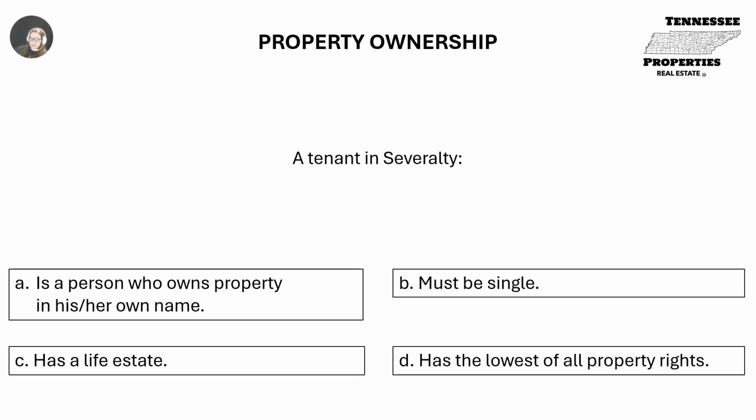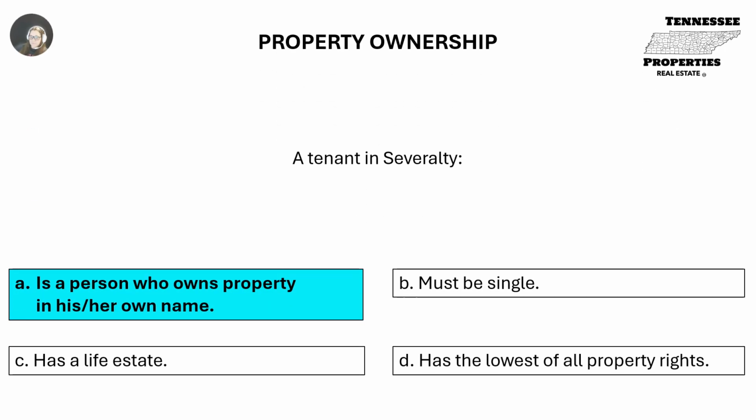A tenant in severalty. A. Is a person who owns the property in his or her own name. B. Must be single. C. Has a life estate. Or D. Has the lowest of all property rights. A. Is a person who owns property in his or her own name.